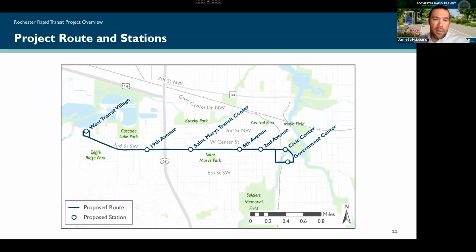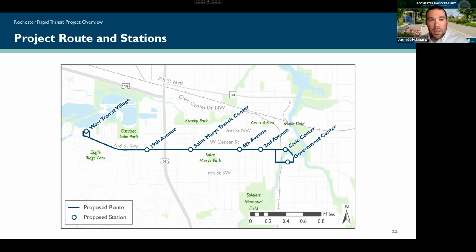Let's take a quick look here at the map. It starts on the west side of town, with what is currently Mayo's West parking lot. The city hopes to turn that into the West Transit Village. And that would include a multi-use facility, so it'd be more than just parking. It would also include residential and commercial facilities out at that facility near Cascade Lake.